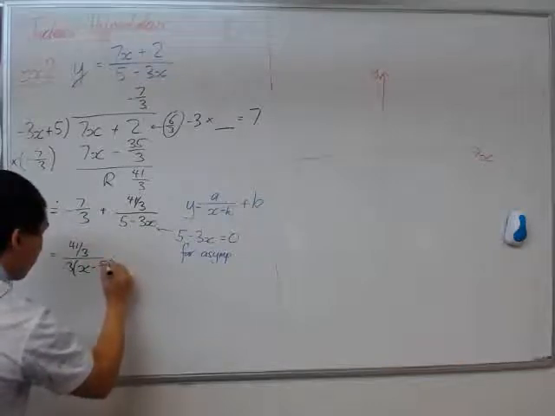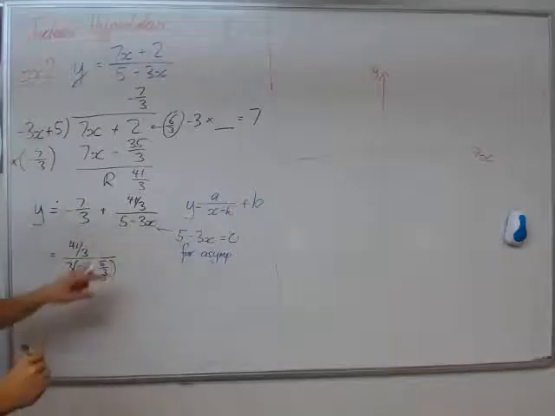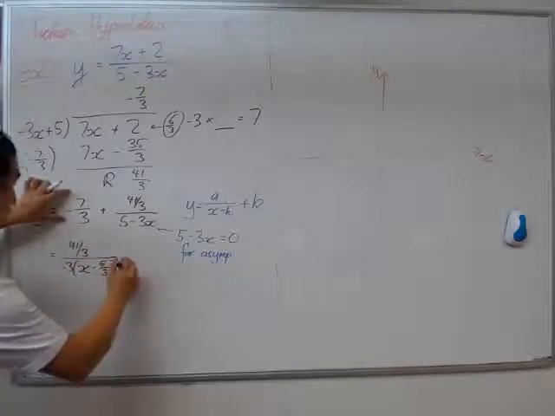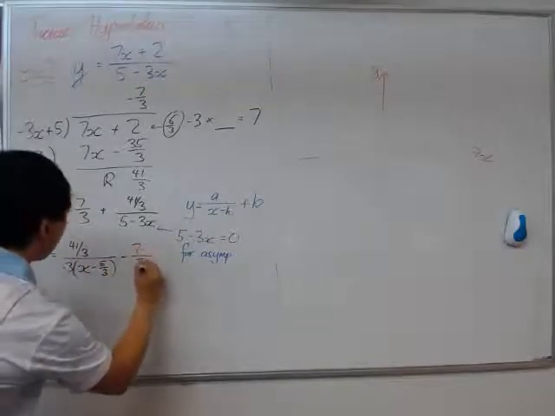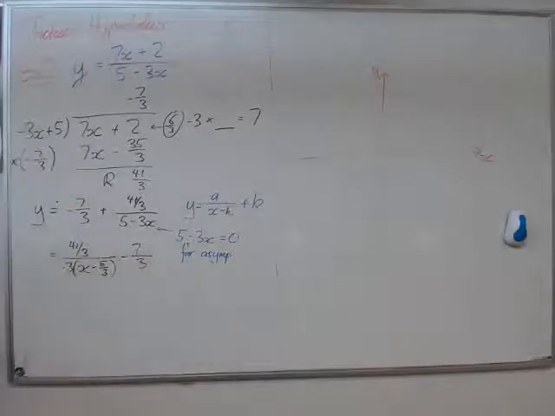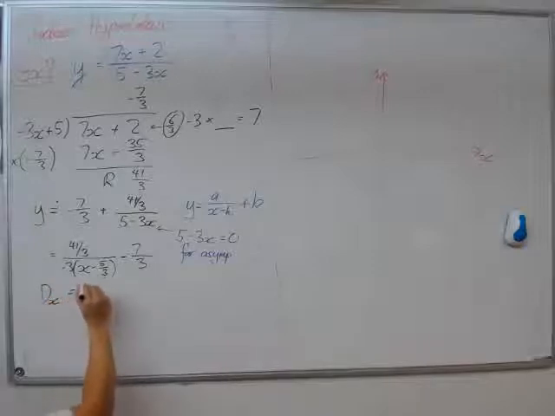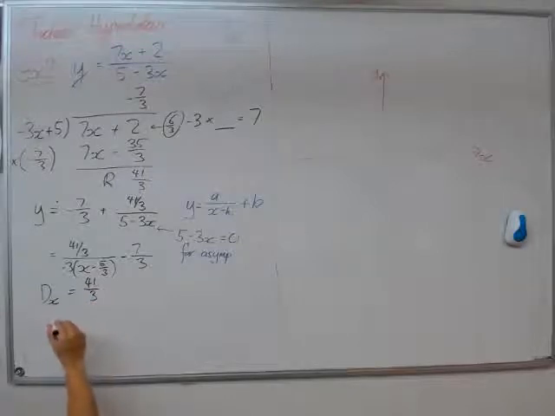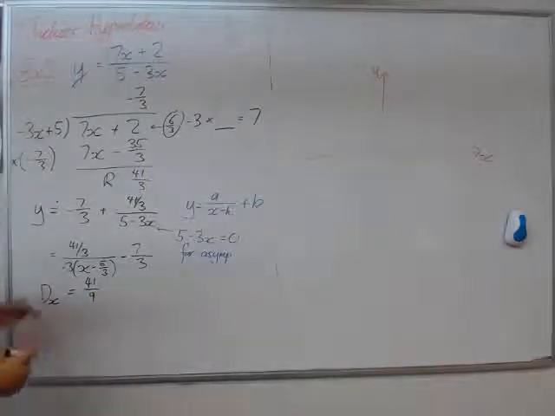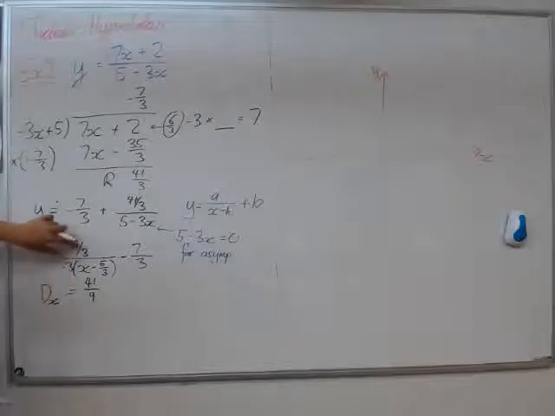Minus 5 on 3. And of course, don't forget about your constant here, theta. Minus 7 on 3. And from here, we can talk about all the transformations. So we got dilation from the x-axis equal to 41 on 3. Oh sorry, it's not 41 on 3, it should be 41 on 9, because we need to consider if this 3 is chucked to the top over here.